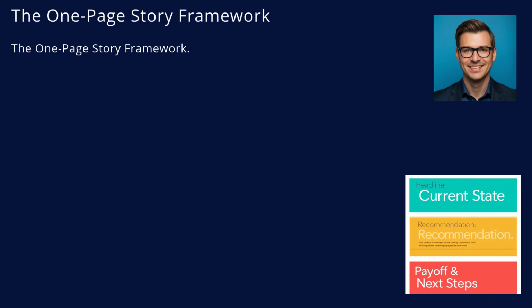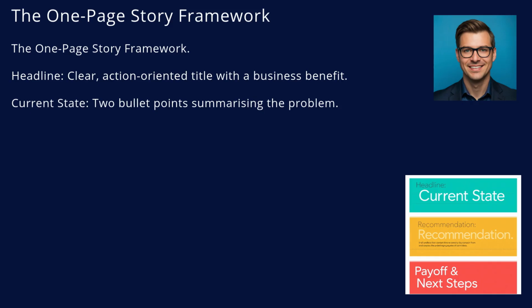I want to give you a highly practical tool for S25, the one-page story framework. This is the ultimate way to communicate value to busy people. It starts with a strong headline. Don't write "server update." Write "proposal to upgrade infrastructure to reduce system outages by 40%." Next, list the current state. Use just 2 bullet points to outline the pain the business is feeling right now to set the hook.